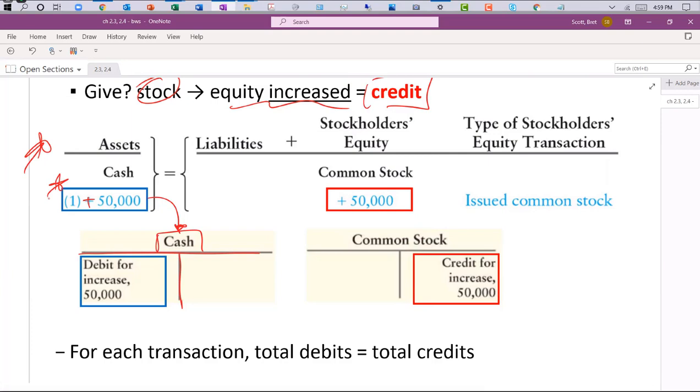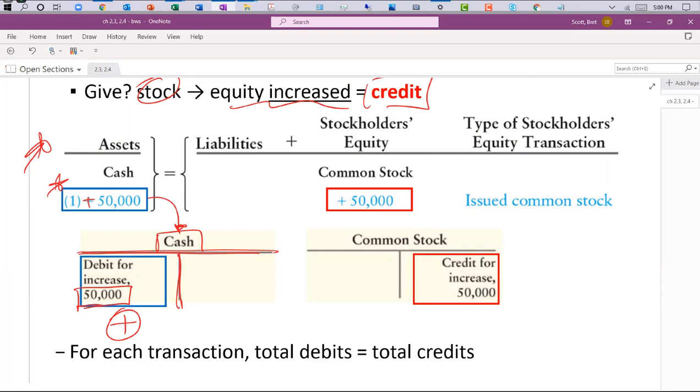We go to the T account and we know because cash is an asset that debits, the left-hand side, are where we reflect any increases. So we will show a $50,000 amount on the left-hand side under cash because cash is an asset and $50,000 is an increase to that account. We don't show pluses or minuses anymore.